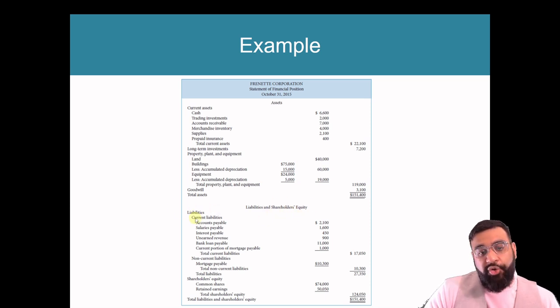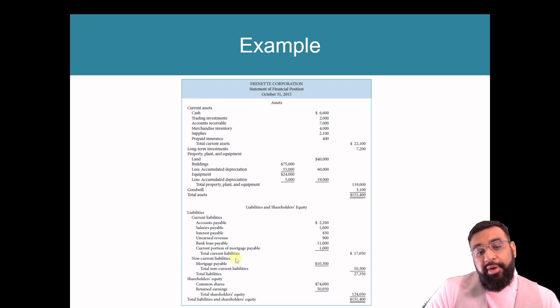So liabilities, we have current liabilities, which is less than 1 year. Then we have non-current liabilities. So current liabilities, we have accounts payable, salaries payable, interest payable, unearned revenue. Then we have a bank loan payable that is due within 1 year. Then we have current portion of mortgage payable, which gives us total current liabilities of 17,050.